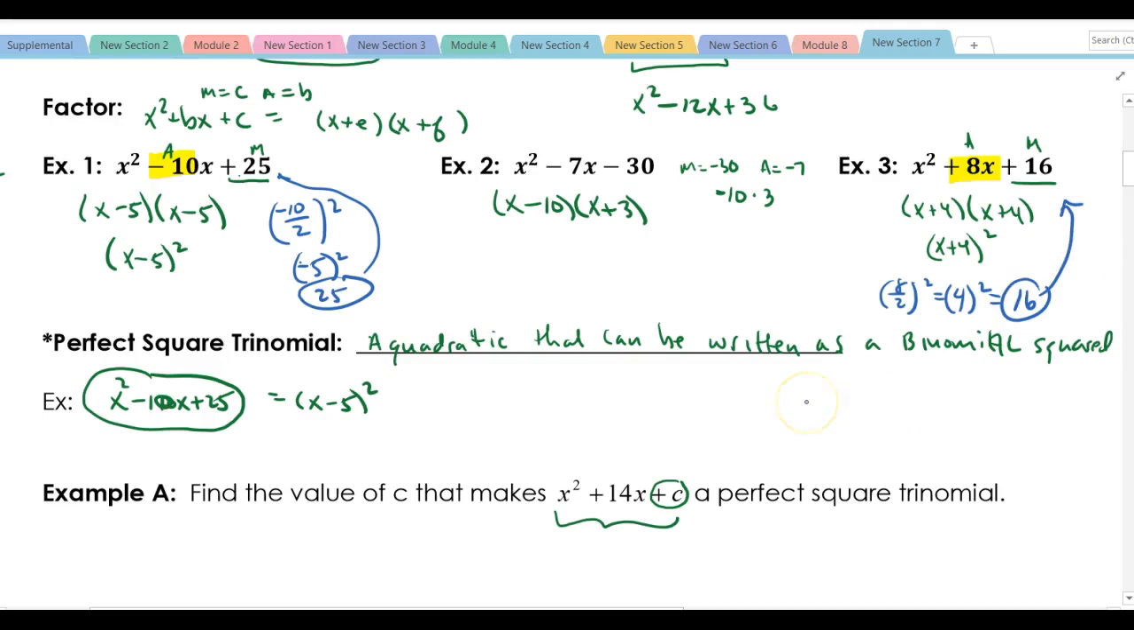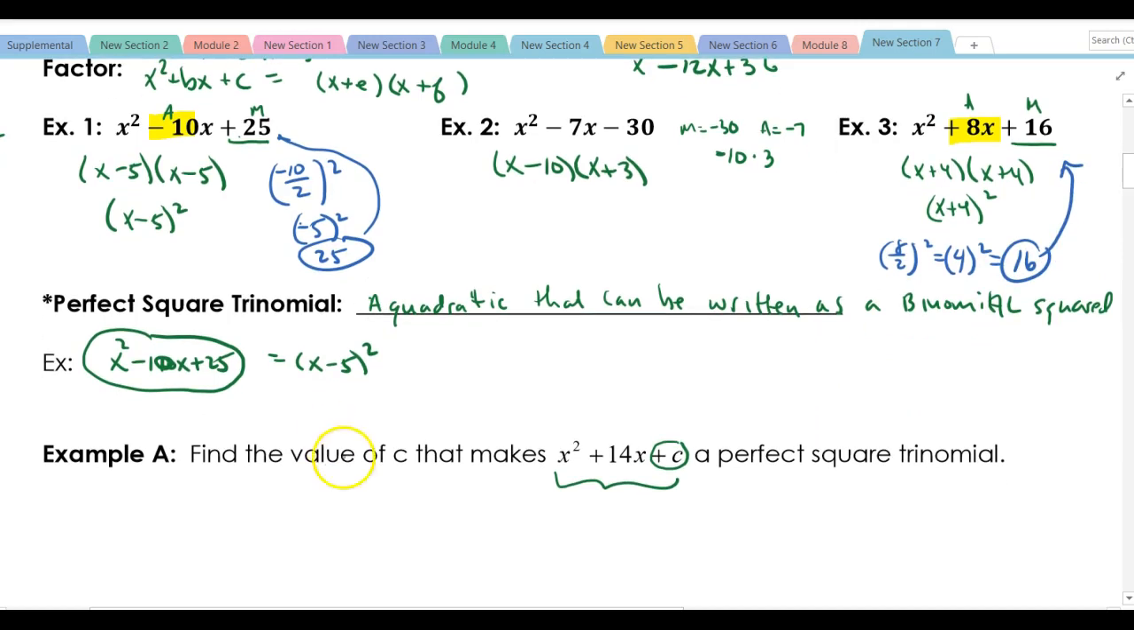So the rule of thumb is, to find the value of c that makes it a perfect square trinomial, I take half of 14 and square it. So 7 squared is 49. So in order for this to be a perfect square trinomial, it is x squared plus 14x plus 49.